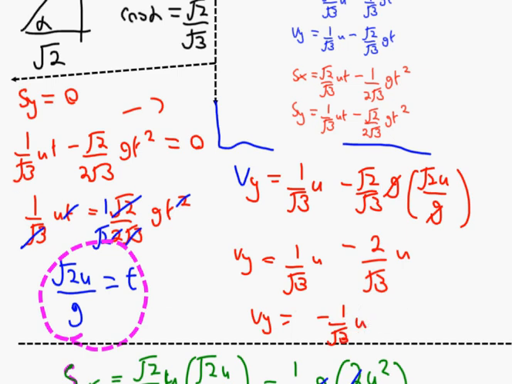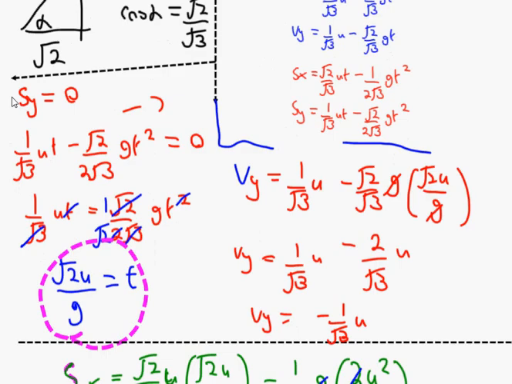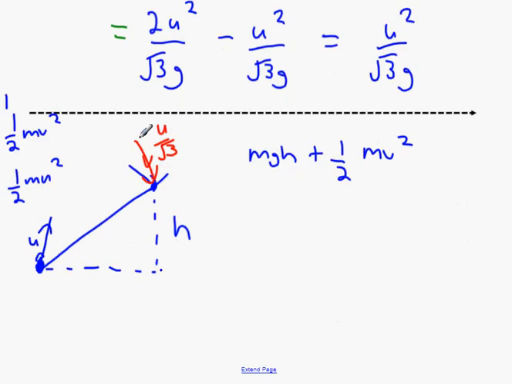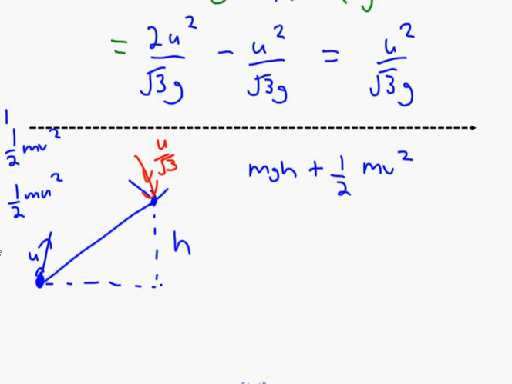So it hits the ground at a velocity of u over root 3. Now I'm ignoring the sign. Why am I ignoring the sign? Is there a g there as well? No, there's not a g. So it hits the ground like that. Okay, are we happy with that? The g's cancelled, okay?